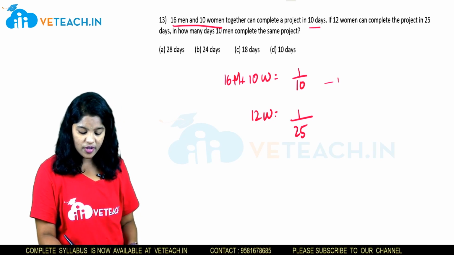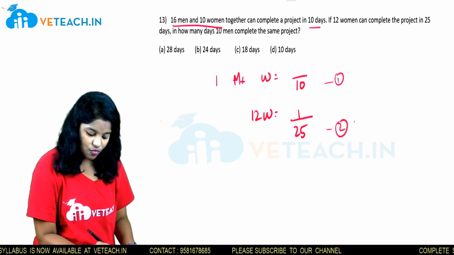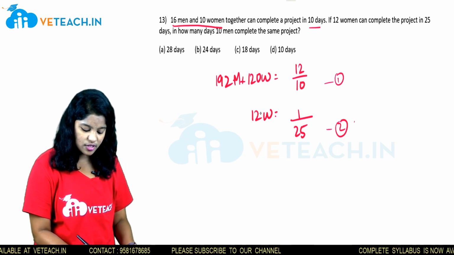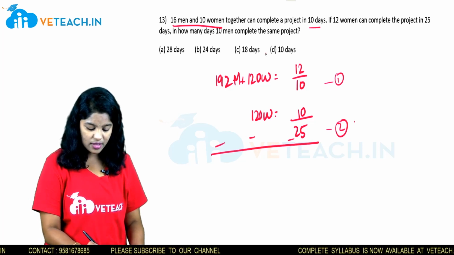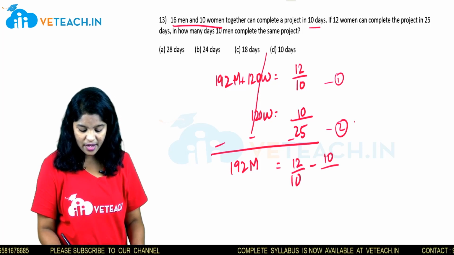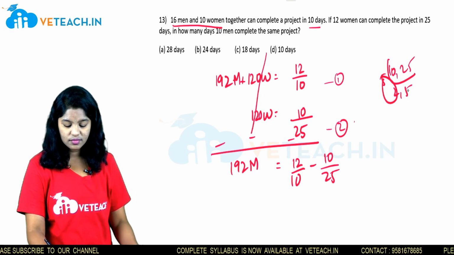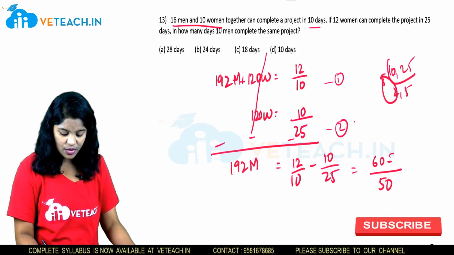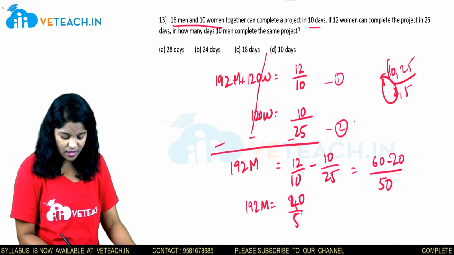Okay. Now let this be the first equation and this be the second. Multiply the whole first equation with 12. So we will get 192 men plus 120 women equals 12/10, and the second with 10, so we will get 120 women equals 10/25. Simply subtract these two equations. 192 men is equal to 12/10 minus 10/25. So the LCM is 50. 60 minus 20. So 192 men is equal to 40/50, that is 4/5.